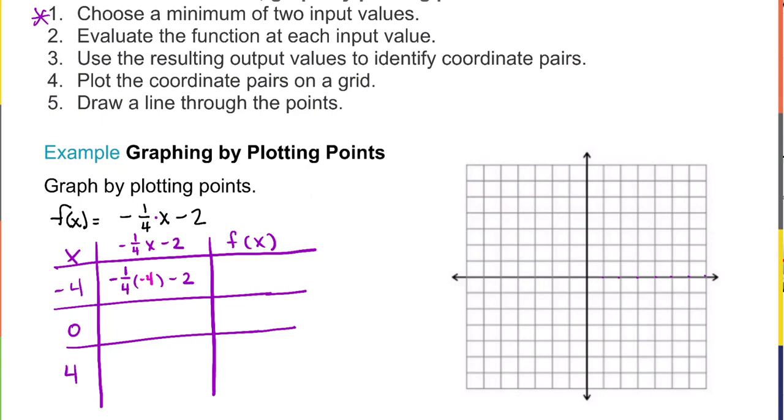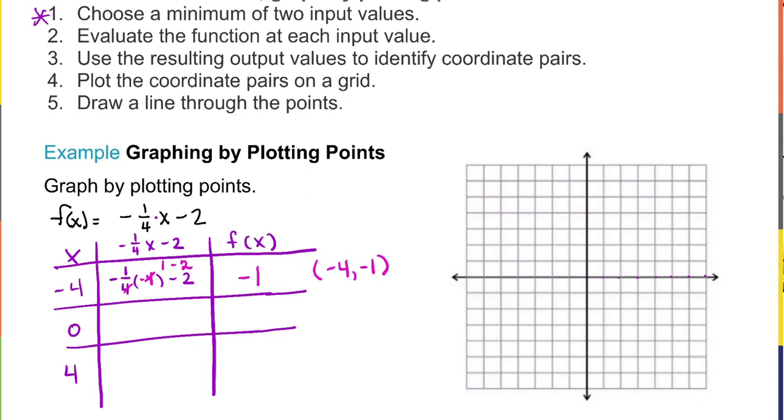So -1/4 times -4. The 4's cancel. And a negative times a negative is a positive 1. And 1 minus 2 is -1. So that is the point -4, -1.